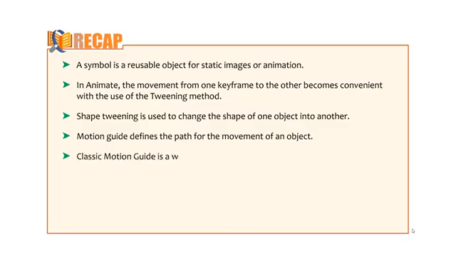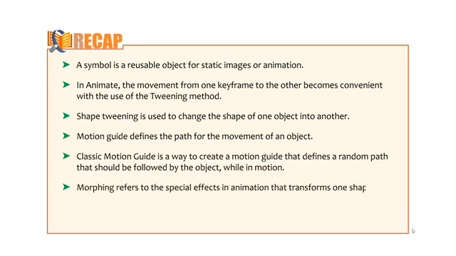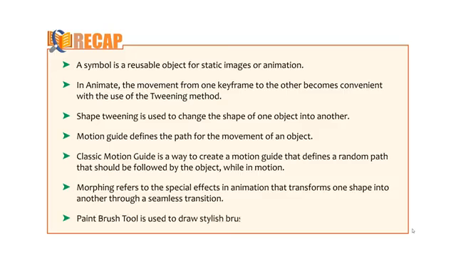Classic motion guide is a way to create a motion guide that defines a random path that should be followed by the object while in motion. Morphing refers to the special effects in animation that transforms one shape into another through a seamless transition. Paint Brush tool is used to draw stylish brush strokes.